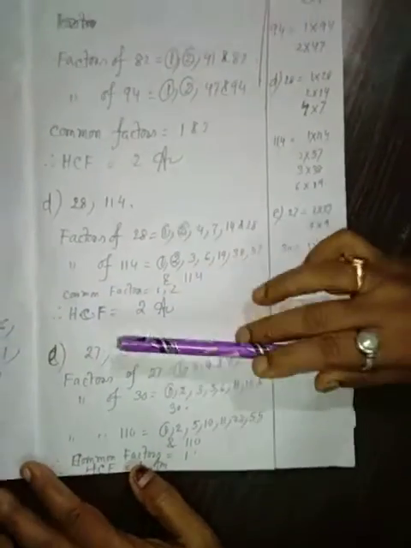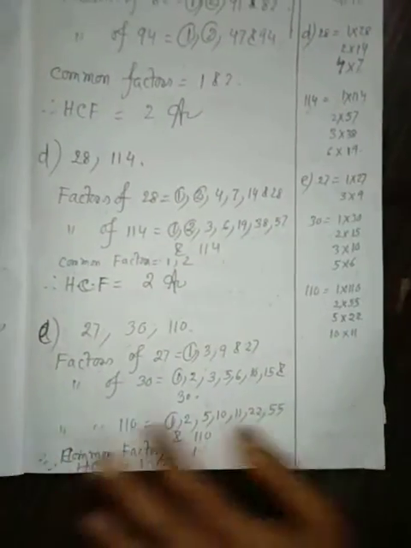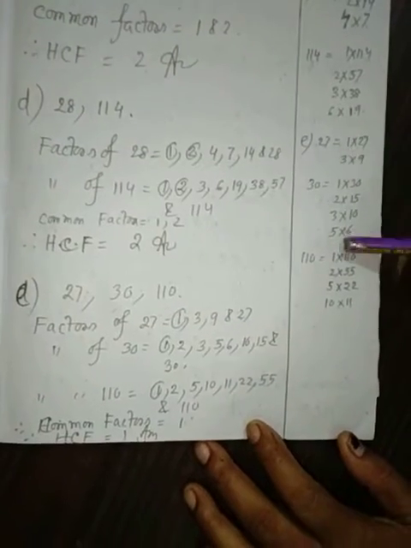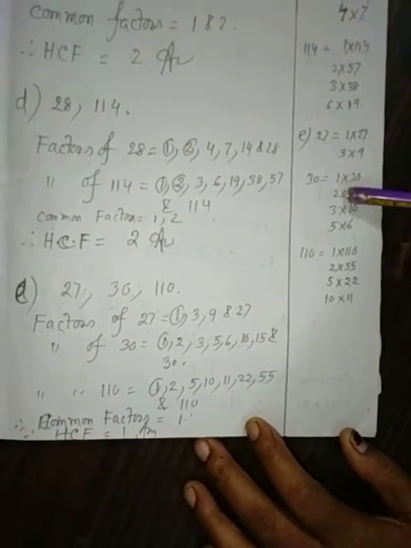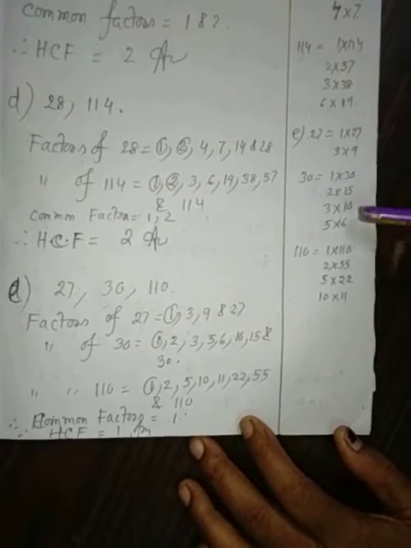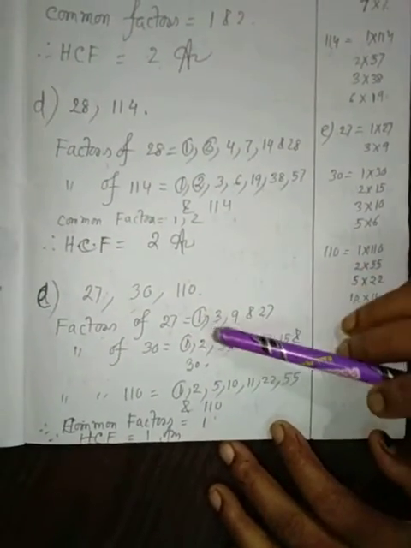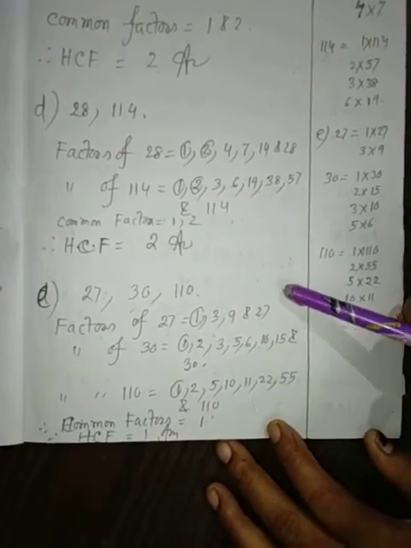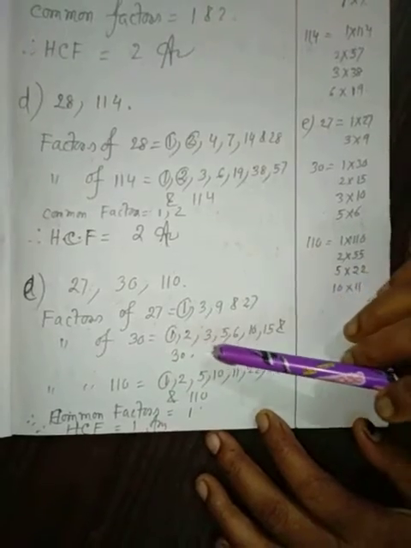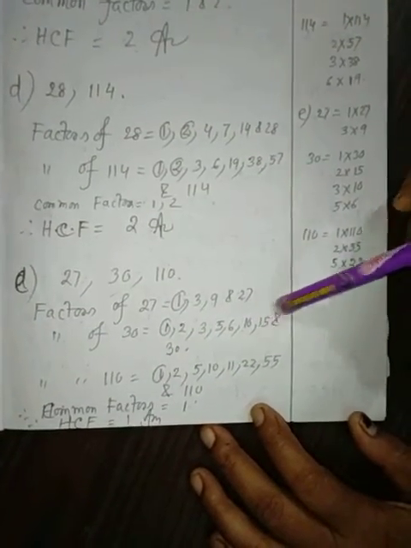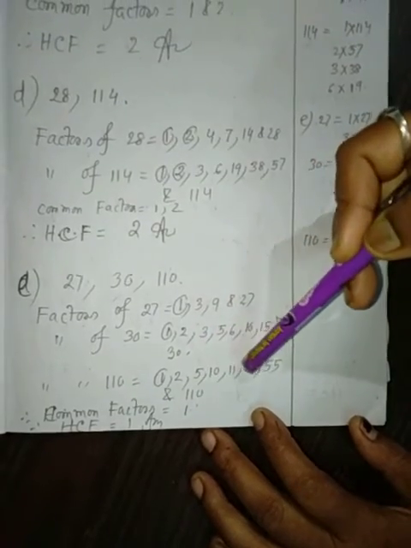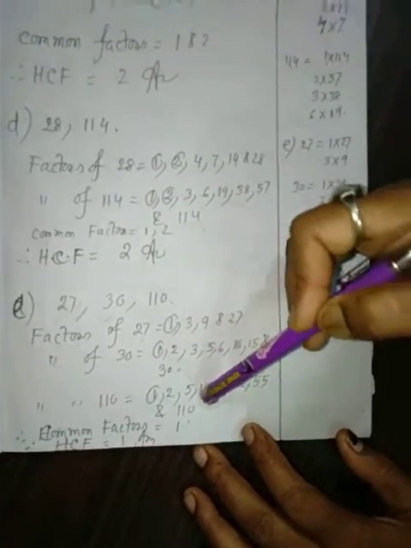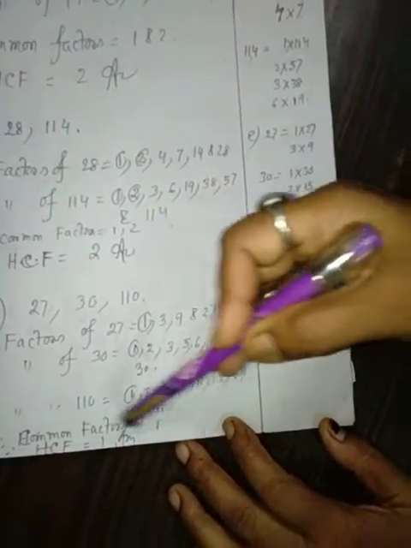E. 27, 30, 110. Factors of 27: 1 into 27, 3 into 9. 30: 1 into 30, 2 into 15, 3 into 10, 5 into 6. That is, factors of 27: 1, 3, 9 and 27. Factors of 30: 1, 2, 3, 5, 6, 10, 15 and 30. Factors of 110: 1, 2, 5, 10, 11, 22, 55 and 110. Common factor 1. That is HCF equal to 1.